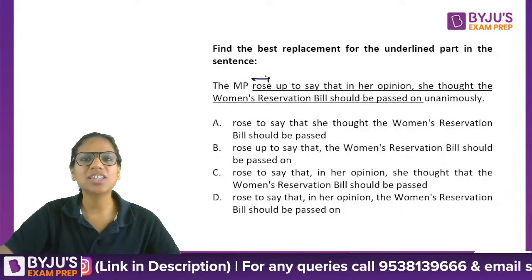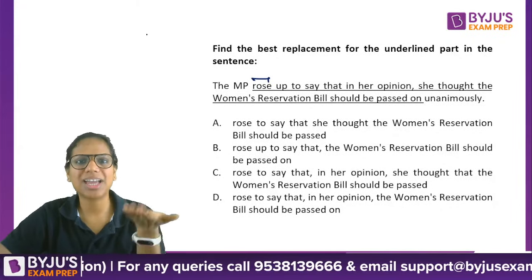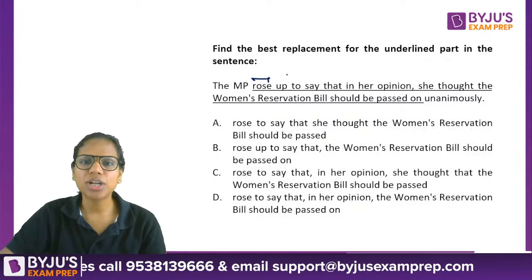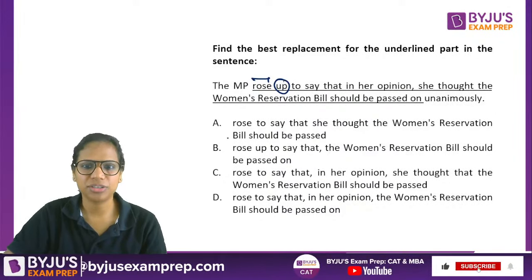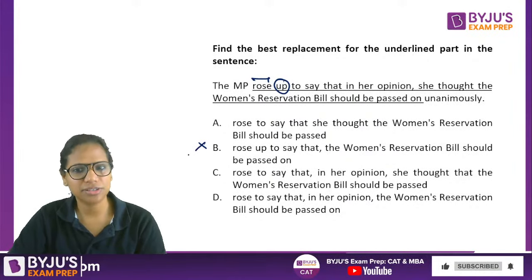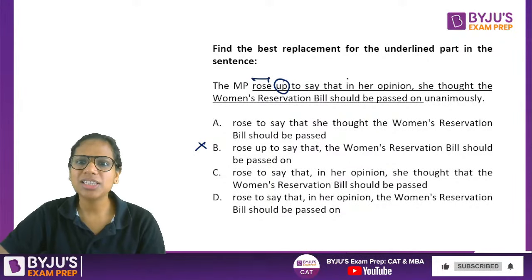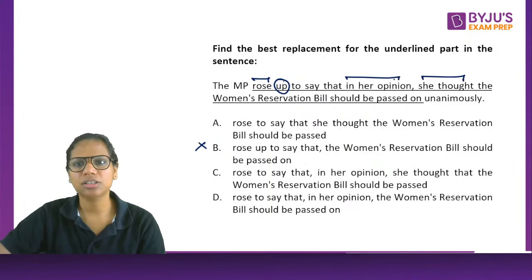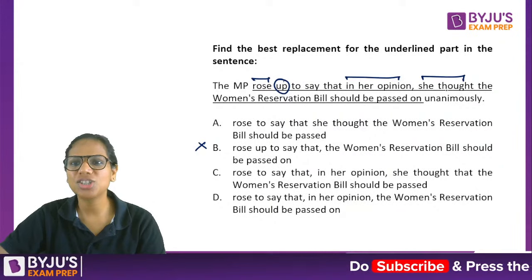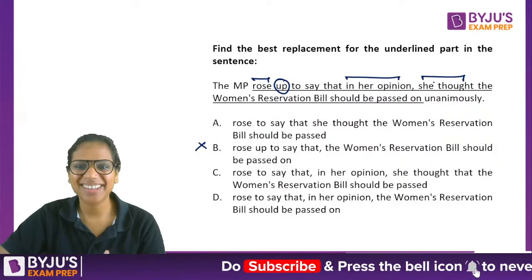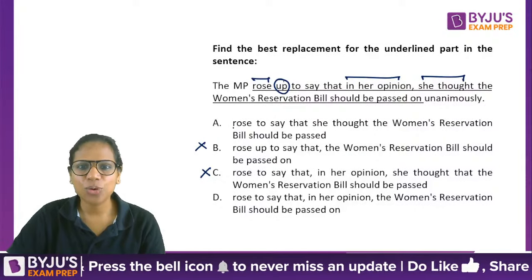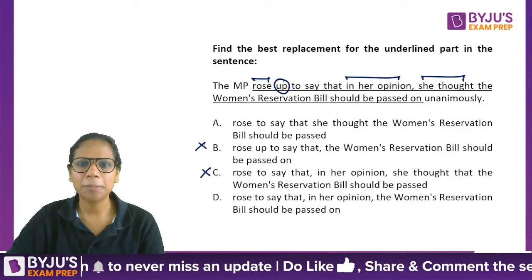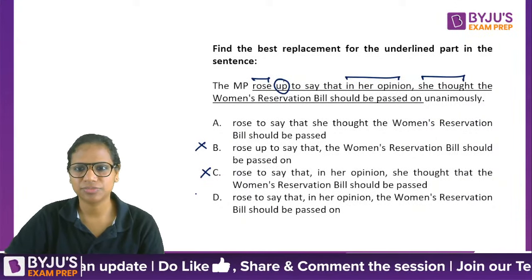First of all, the moment I say rose, she rose, basically, rise. It's the past tense of rise. So rise automatically means to stand up, isn't it? So this up is not required. Moreover, when I say in her opinion she thought, this is redundant, isn't it? The moment I say she thought, that will be her opinion only. So C is eliminated. Now between A and D, tell me which is better.